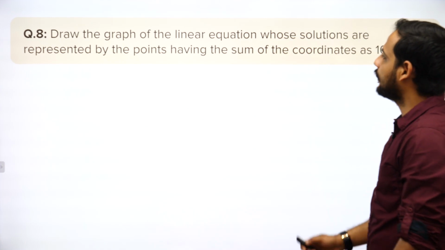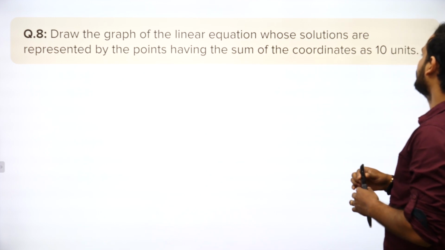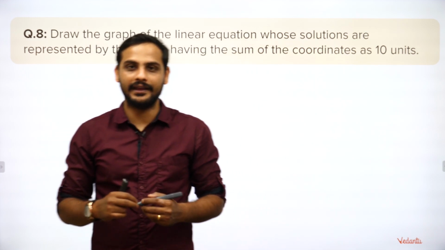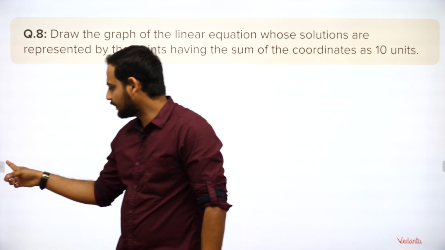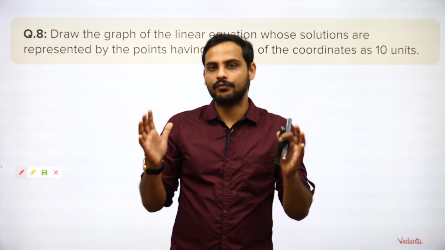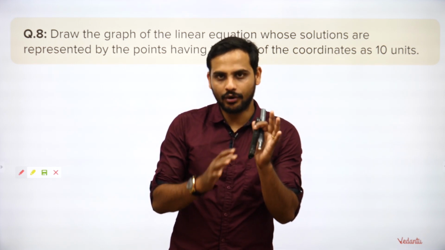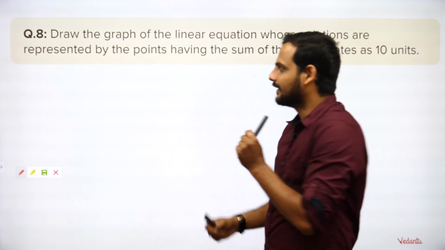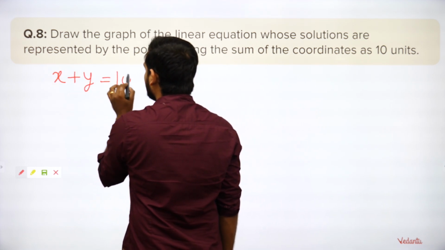Next question: draw the graph of the linear equation whose solutions are represented by the points having the sum of coordinates as 10. Now what does it mean? See, it's a very good question. They are saying the sum of the coordinates, that means the x coordinate and y coordinate, their sum will always be 10. So whatever the x coordinate and y coordinate are, their sum should be 10. So I got to know that x plus y is equal to 10.